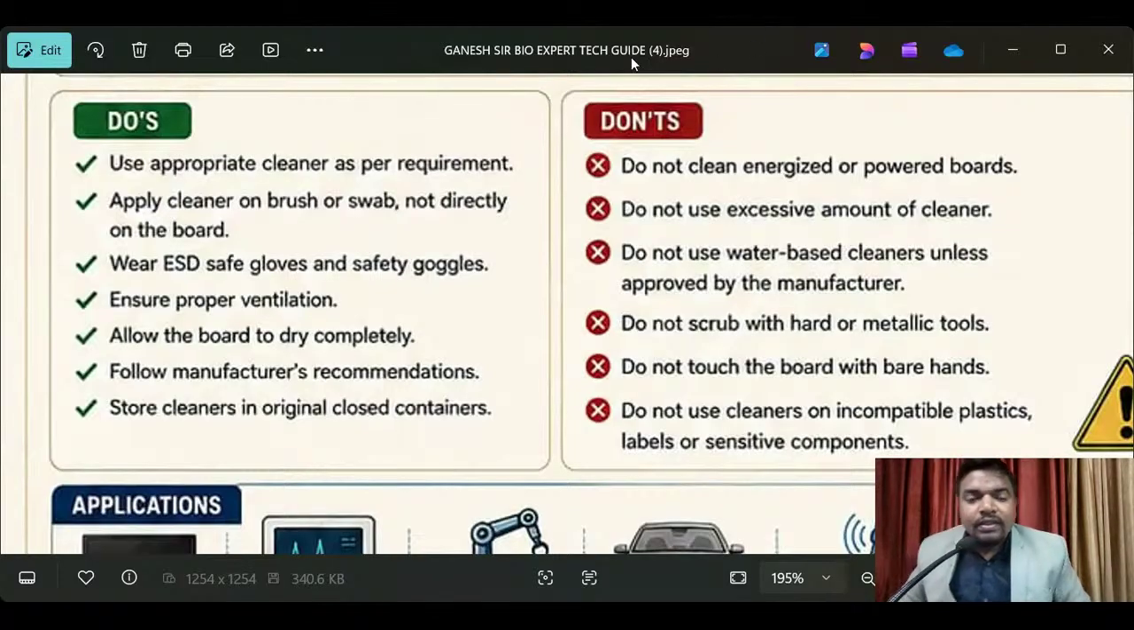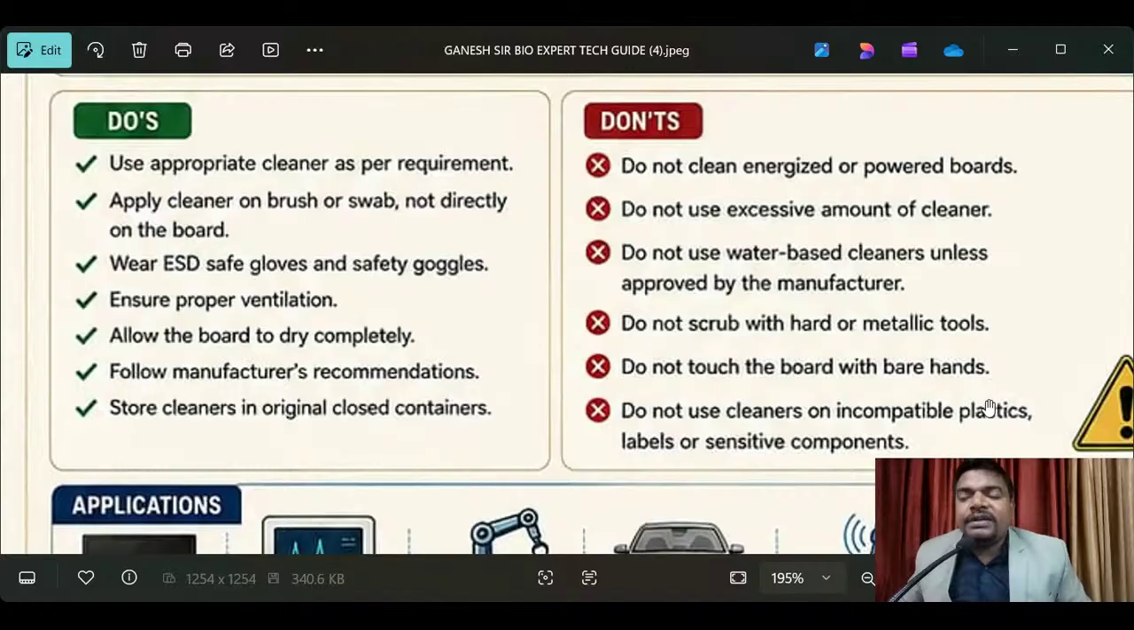Right, first of all, see this picture. My dear engineers, the do's and don'ts, first see them all. First of all, let me read out the don'ts. I will finish this. Do not clean energized or powered boards, do not use an excessive amount of cleaner, do not use water-based cleaners unless approved by the manufacturer, do not scrub with hard or metallic tools, and do not touch the board with bare hands.